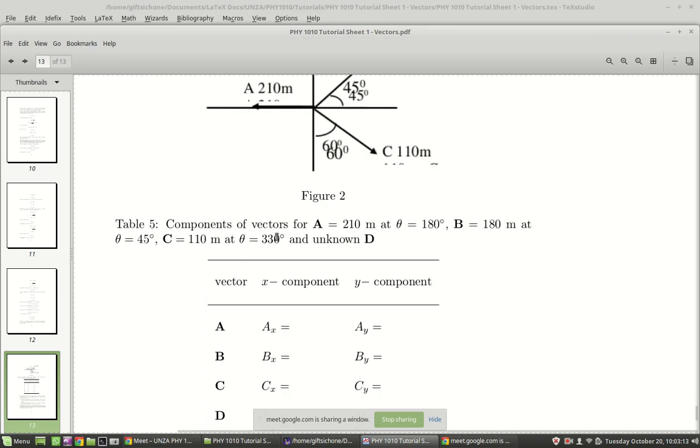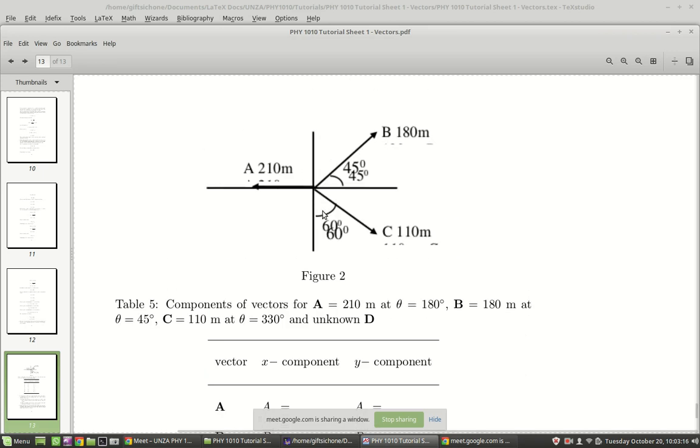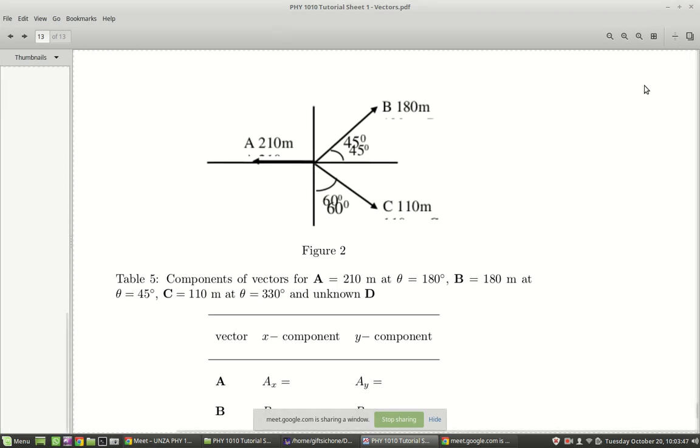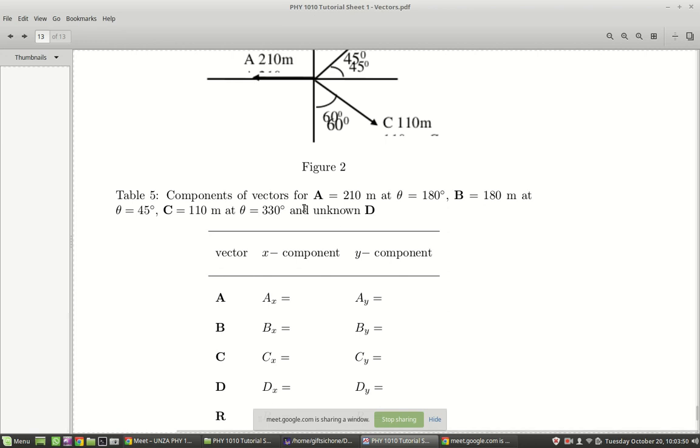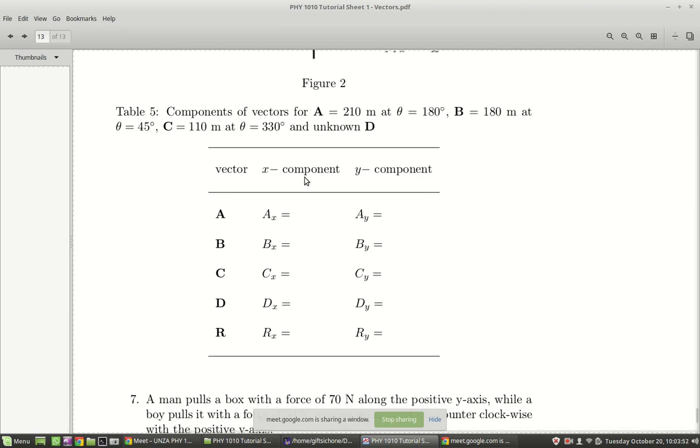Any questions on these angles, directions and sizes? Does anyone have a question about the size of the vector and the angle it makes with the positive x-axis? Okay, if there are no questions, we proceed to find the components of each of these vectors. So we have A.